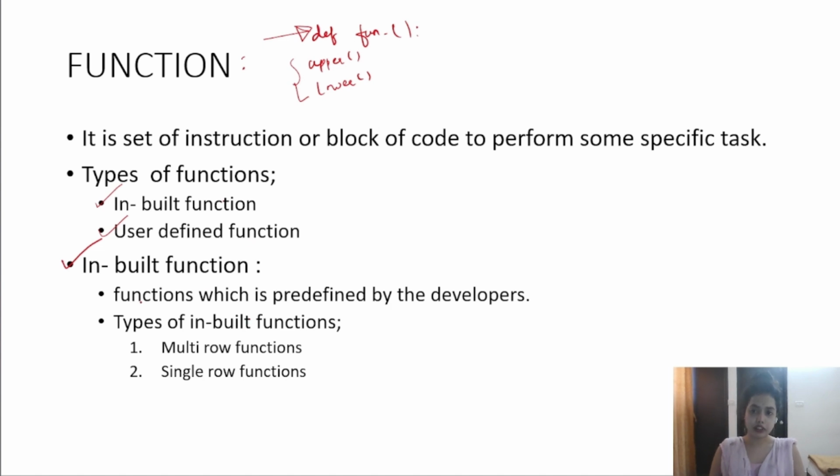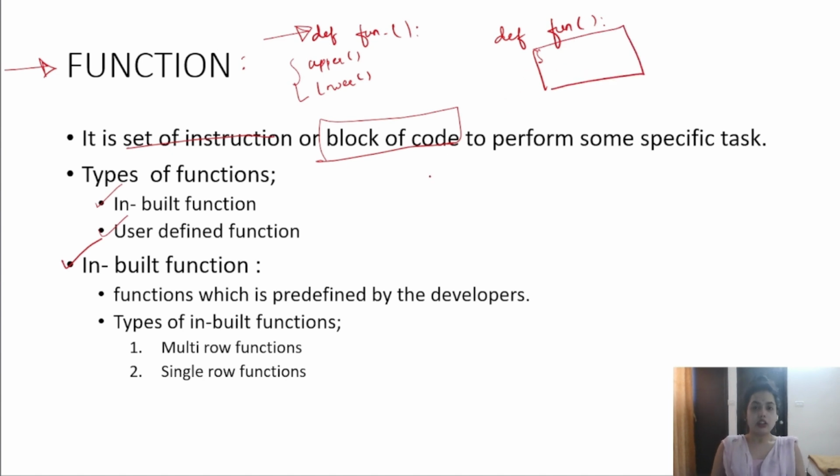Let me define the function first. If somebody asks you what is function, you'll say that it is a set of instructions, a block of code. Remember, in Python also, a function is written inside a body. It is nothing but a block of code which will perform some specific task. Upper will change the case of the alphabets into upper, lower will change the case into lower. So it will do some specific task.